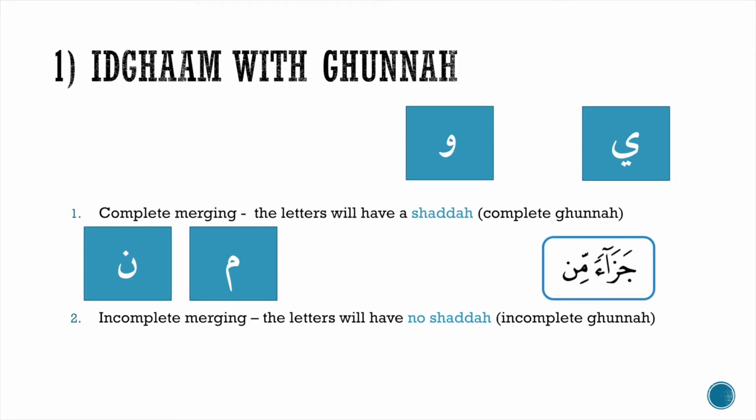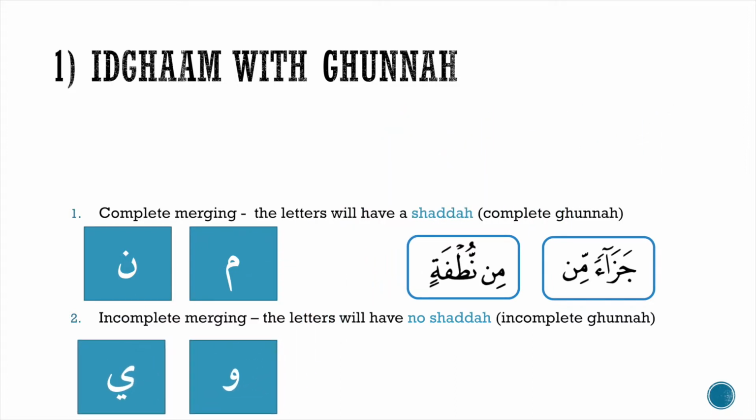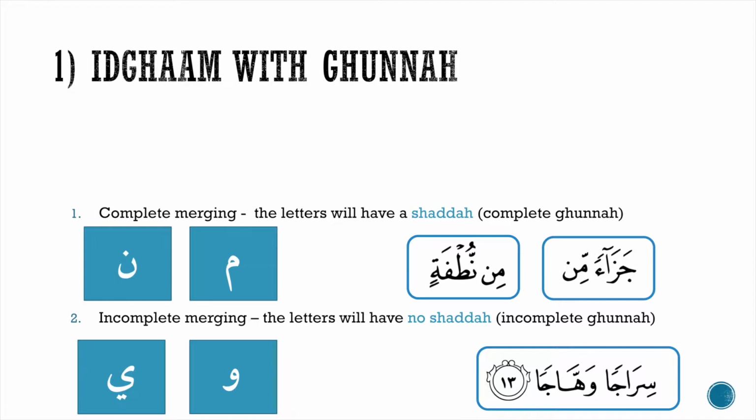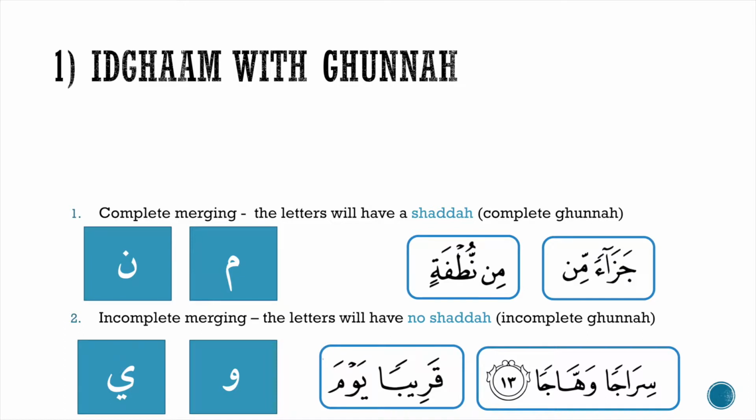The examples are Jaza'an min nutfatin. For the incomplete merging, the letters are Ya and Waw, and these letters will have no Shadda, hence incomplete GHUNNAH. The examples are Sirajan Wahaja, Qariban Yawma.